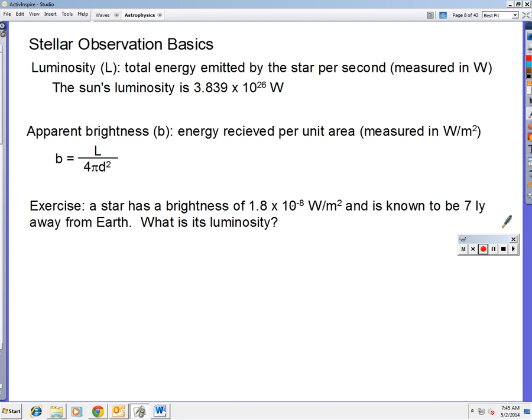There's also a term called apparent brightness, which is defined to be the energy received per unit area, measured in watts per square meter. And you might remember we talked about this in the greenhouse effect section, where we called apparent brightness intensity. Essentially, it's how bright it looks, and it's measured in watts per meter squared. If you're asked to define it on a test, you must say energy received per unit area. And in this equation, B equals L over 4 pi d squared. D is the distance that you are from the star.